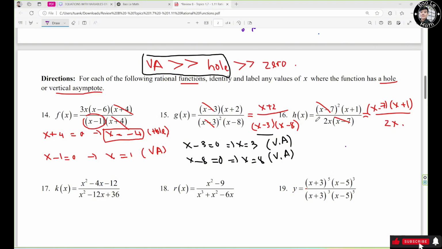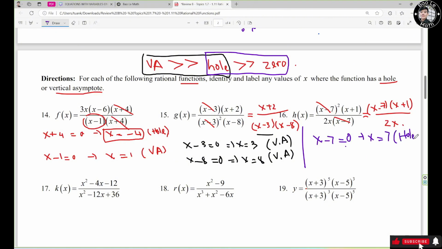Now in this situation, the holes and the zero occur at the same time. The hole dominates the zero, right? So s equals 7 is not a zero. It must be a hole, right? So s minus 7 equals 0, and then s equals 7. This one is the hole.